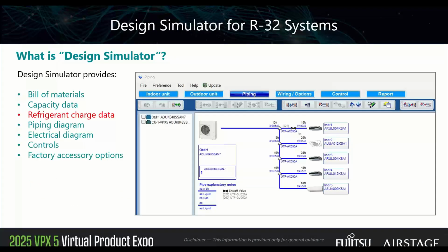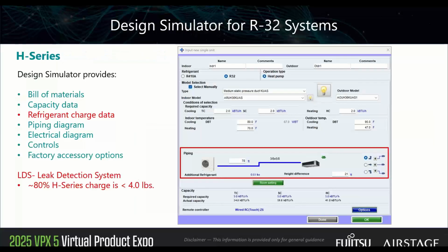So what is Design Simulator? Chances are most of you are very familiar with it, but it is a proprietary equipment selection program designed by Fujitsu General Limited. It provides a complete bill of materials, capacity data. There's a significant amount of resourceful information which the reports provide, but we're going to focus on the refrigerant charge data because that's the next part of the equation to make sure that charge will be compliant with the ASHRAE standard.